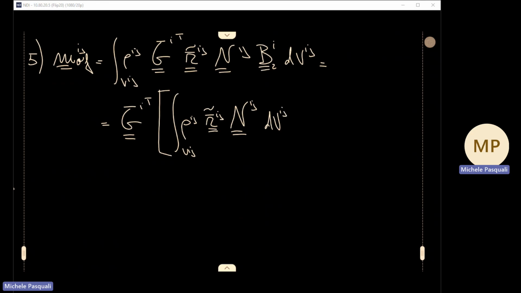So again, I'm just bringing out non-space dependent quantities from the integral sign. So where basically we can now define the following. This quantity here, applied over nij, which we have here, can be written as such.